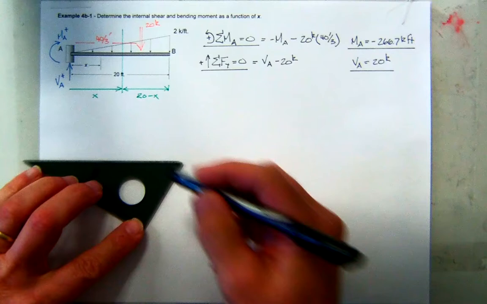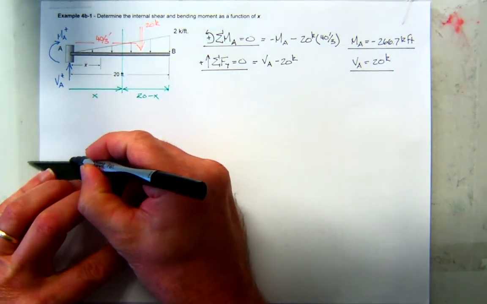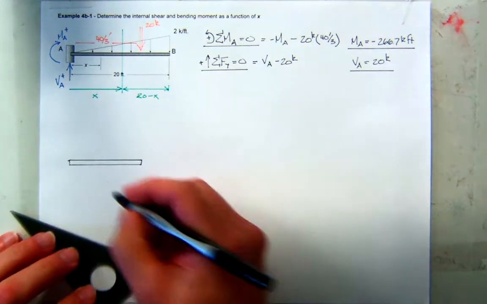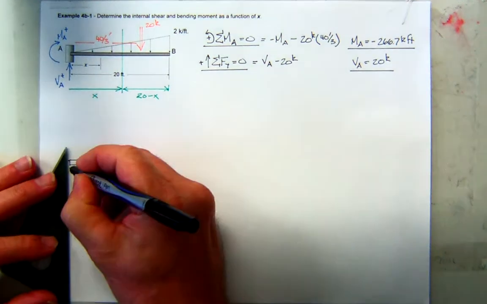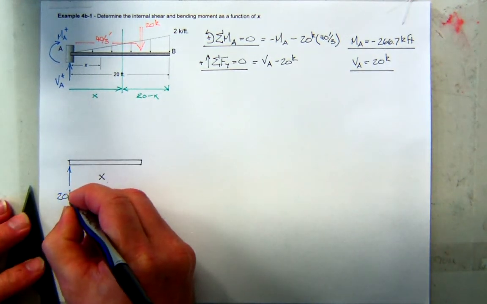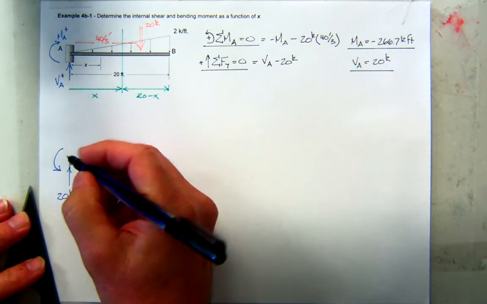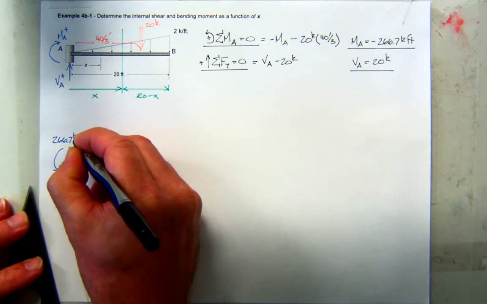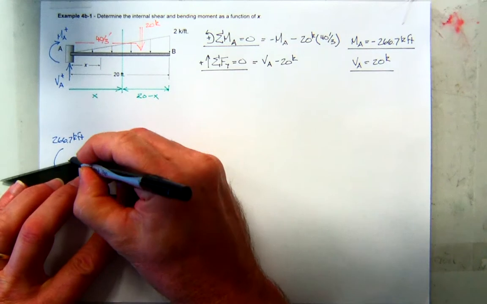I'm going to draw that again a little bit larger so we can see it, and then we'll write the equations. So here's the left side of my structure, and this is going to be at some distance x. I've got a shear force acting up here of 20 kips, and a bending moment acting here of 266.7 kip feet. And then along here I have the load.